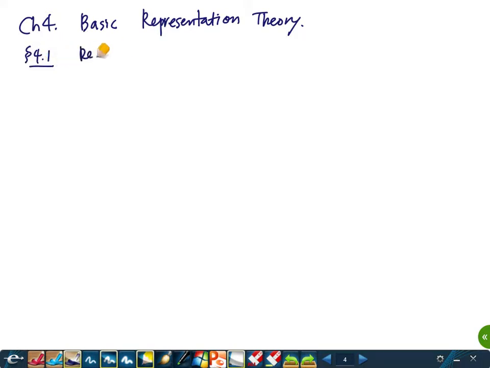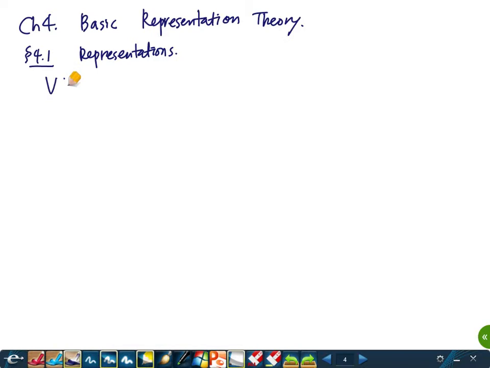Chapter 4 is about representation theory, so basic representation theory. All right, so what is that? What is a representation? So we have to define them first. Representations. The definition is actually very simple, very short.